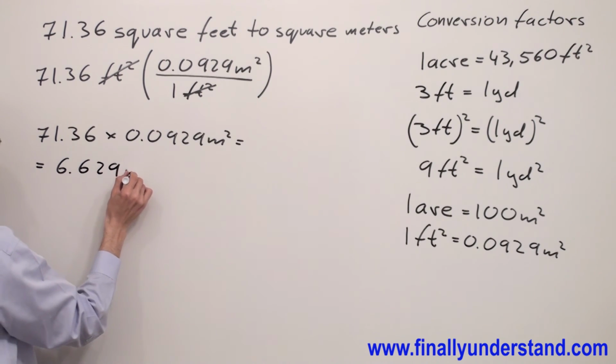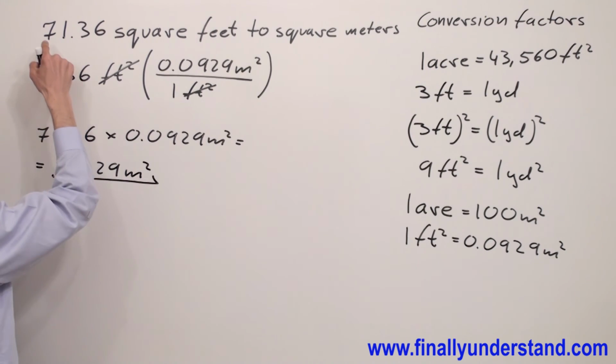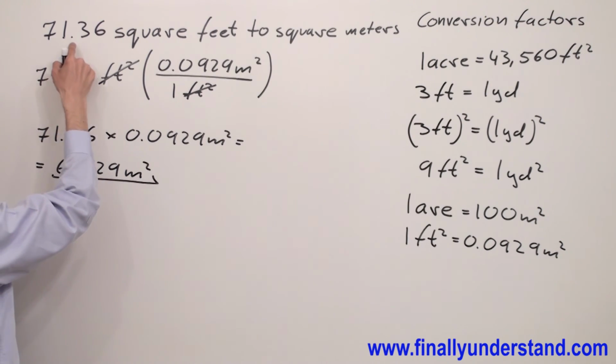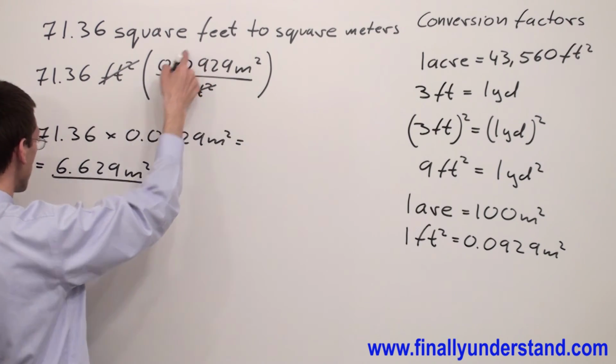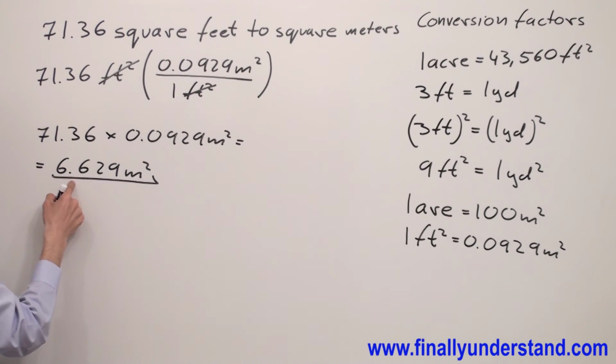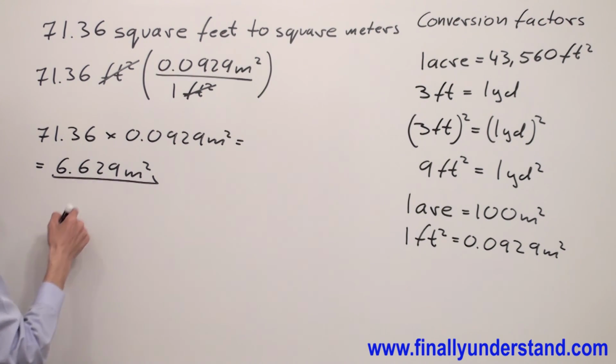This is equal, using the calculator, to 6.629 square meters. So 71.36 square feet is equal to 6.629 square meters. This is the solution to my problem.